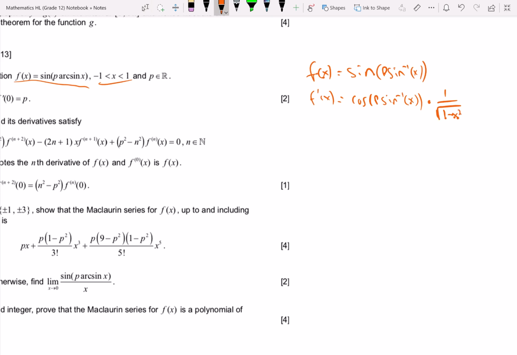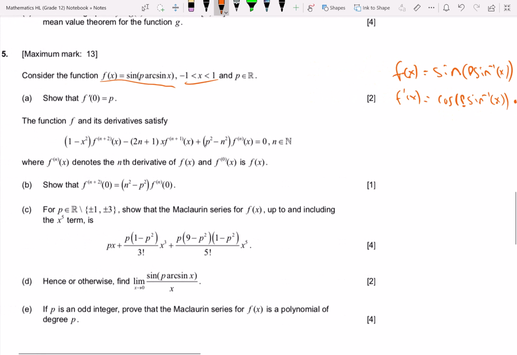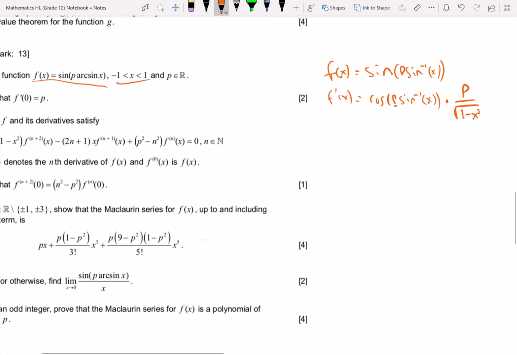This is a good one, if you don't have it memorized, to look up in your formula book, and not forget that you are allowed that. And then there's that p in there, so really there's going to be a p up here as well, right? Because of this p being multiplied as some constant. So there's your derivative.